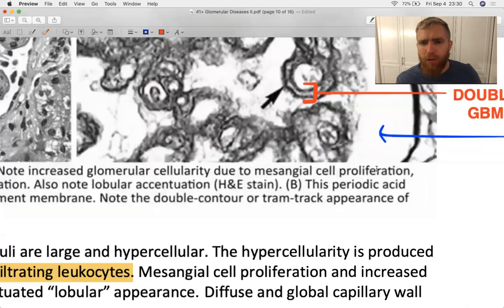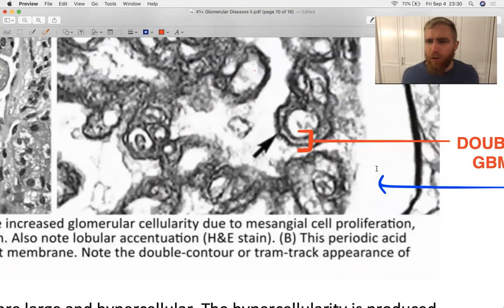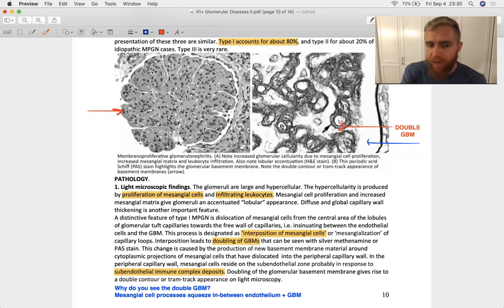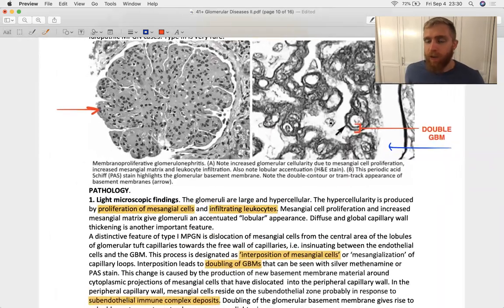And it's called tram track. Think about railroad tracks. You know, you've got two tracks that just go like that. That's what the basement membrane is going to look like. So the basement membrane has essentially doubled itself because mesangial cells have slid in between endothelial cells in the basement membrane, or I'm sorry, in between podocytes in the basement membrane. And the podocytes just say, oh, who's this dude in the way? And they just make another basement membrane.